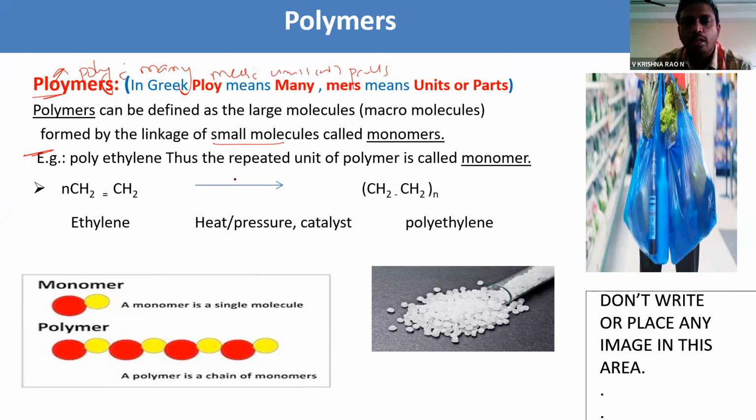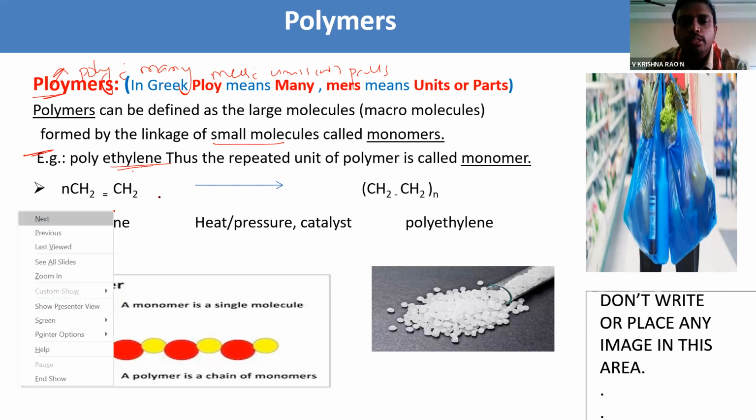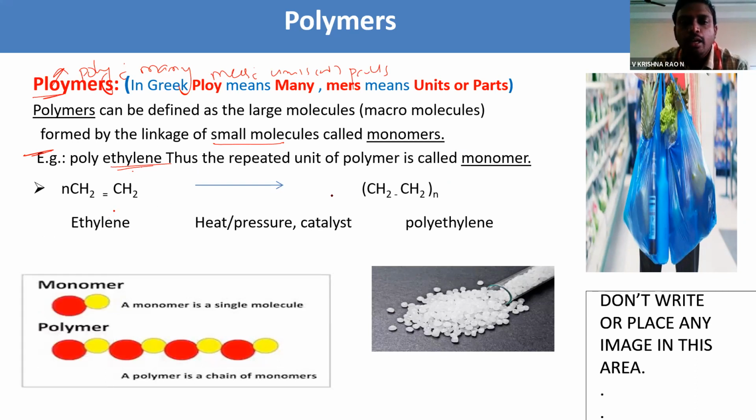Several monomers united together to form a large molecule is called a polymer. Example, polyethylene. Here ethylene is a monomer. Many monomers are combined together. The repeating unit of a polymer is called a monomer. Here the monomer is ethylene. The monomer ethylene gives the polymer polyethylene. This is a polymer, ethylene is a monomer.